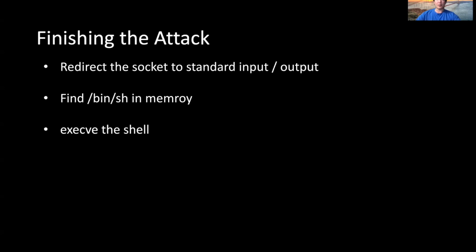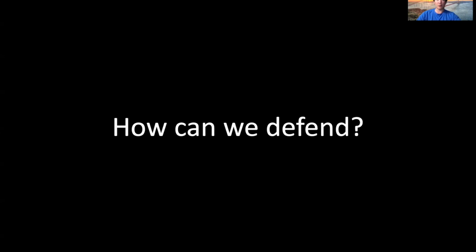We have the last part to conclude the attack. We'll need to redirect the socket to standard input output, find /bin/sh in the memory, and execute the shell. But how do we defend against the attack?